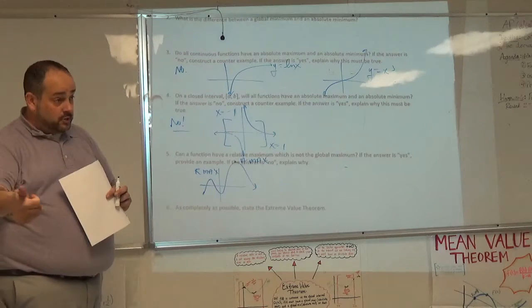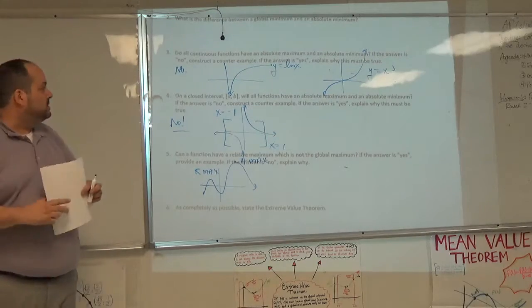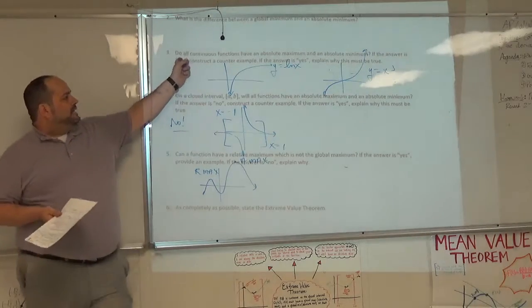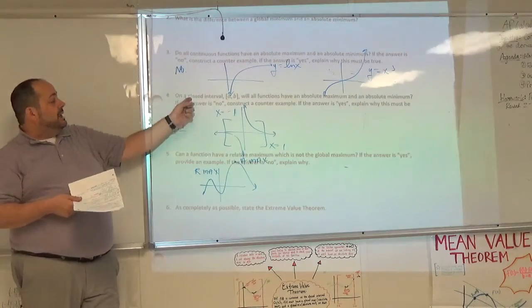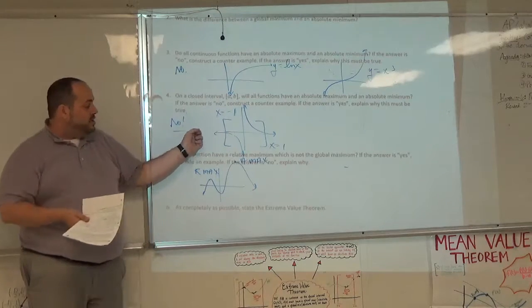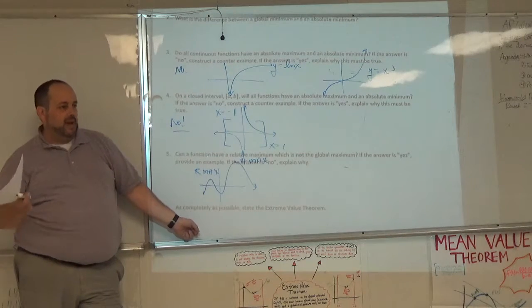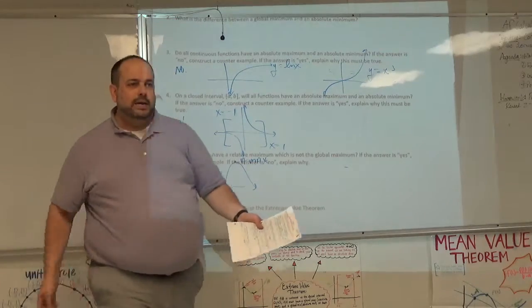If you have a continuous function on a closed interval, you have to have an absolute max, you have to have an absolute min. Number 3, all I told you is the function had to be continuous, but I didn't give you a closed interval. Number 4, I gave you a closed interval, but I didn't require the continuity. When you get both, you have to have an absolute max, you have to have an absolute min. Everybody okay?